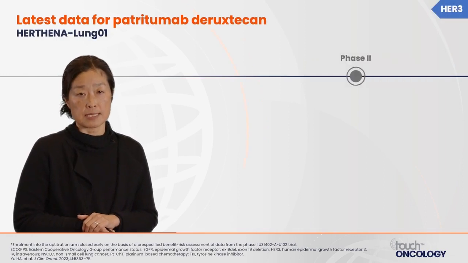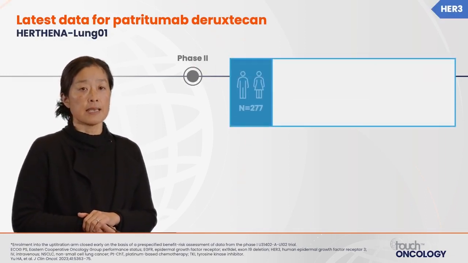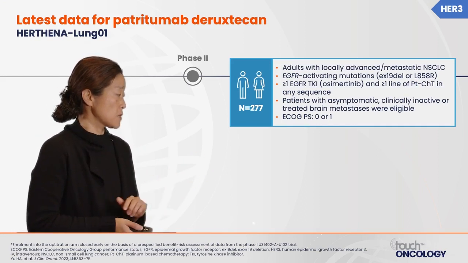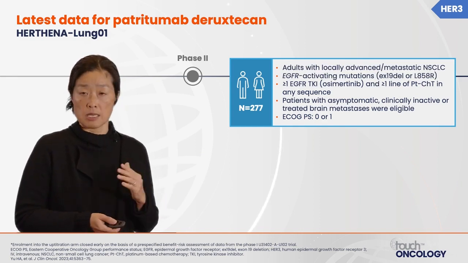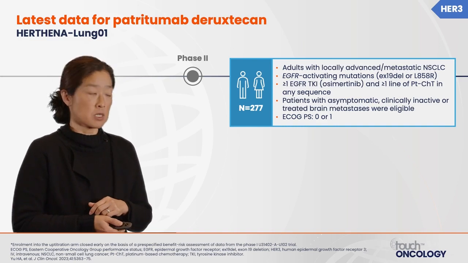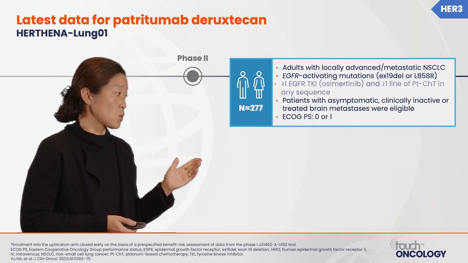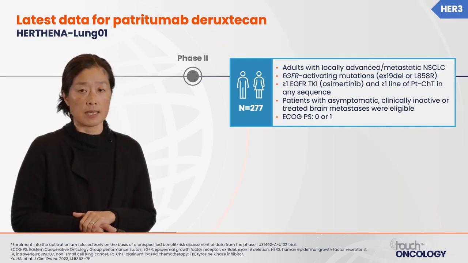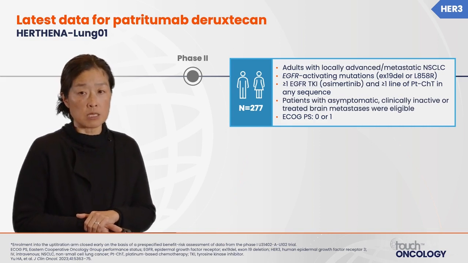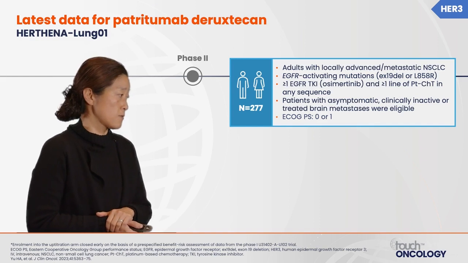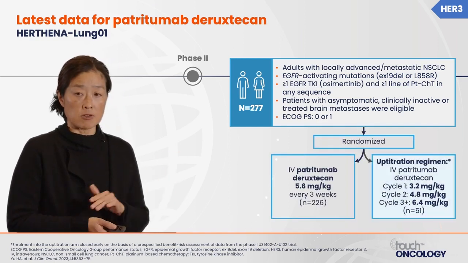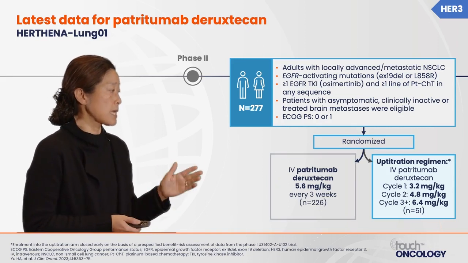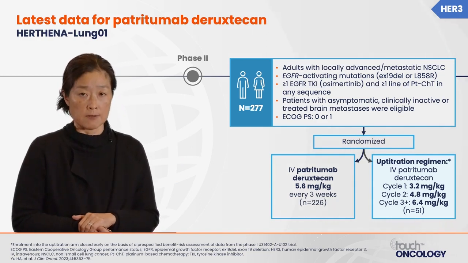Let's move on to patritumab deruxtecan. This is a HER3-directed ADC, and here we see the schema for HERTHENA-Lung01. In this phase 2 study, patients with advanced non-small cell lung cancer with EGFR activating mutations, either an exon 19 deletion or L858R mutation, were enrolled. Patients had to have at least one prior EGFR TKI and at least platinum chemotherapy in any sequence as prior therapy. Patients with asymptomatic, clinically inactive, or treated brain metastases were eligible, and patients had to have good performance status. There was initially an up-titration regimen of patritumab deruxtecan, which was ultimately stopped in most patients in this study, enrolled at the 5.6 mg per kg every 3-week dose level.